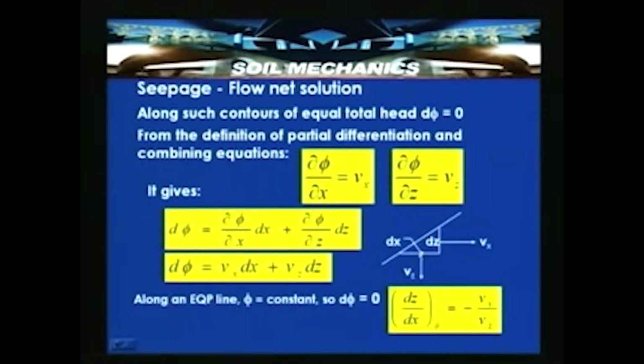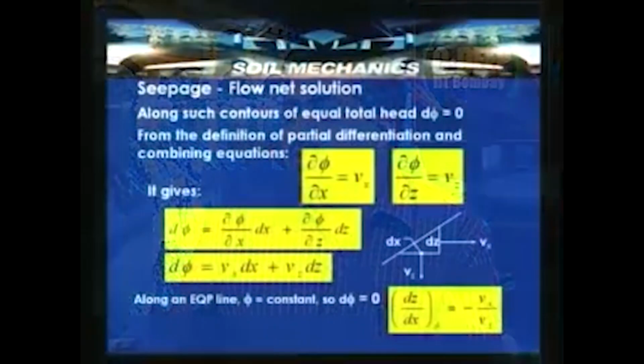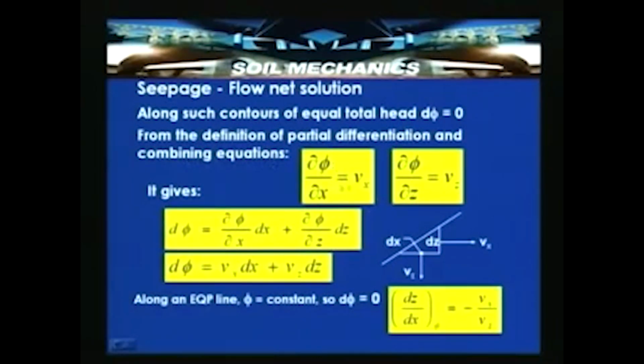So, what we try to do is along such contours of equipotential lines. We have defined equipotential lines, and we said that where the potential is constant in a particular equipotential line, that is total head is constant. So, in that case dφ = 0 on an equipotential line. From the definition of partial differentiation and combining equations ∂φ/∂x = Vx and ∂φ/∂z = Vz, we obtained dφ = Vx dx + Vz dz. So, along an equipotential line φ is constant, so dφ = 0. With that, we determined the slope of an equipotential line, that is dz/dx of the potential function is equal to minus Vx by Vz.